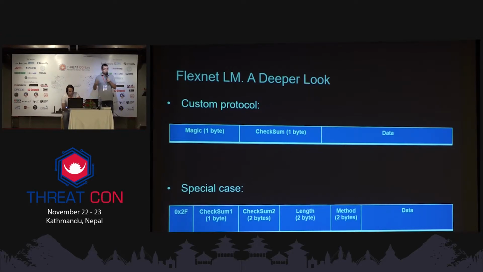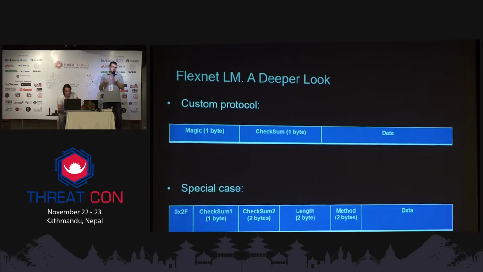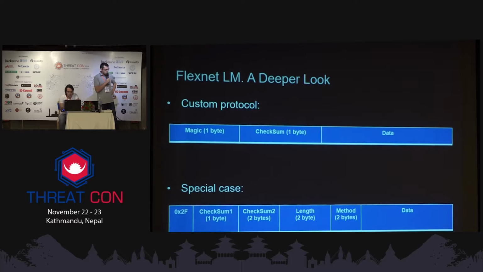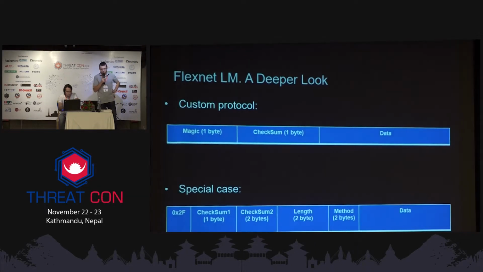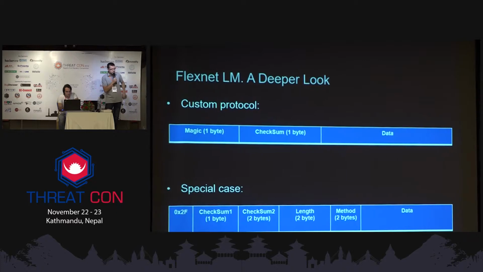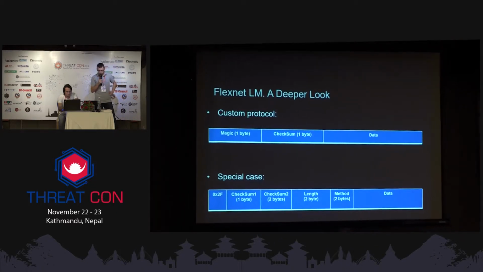How we discovered it: it's quite easy to reverse because there is no code protection, and it's easier to use a reverse tool like IDA Pro to see how it works inside. About the custom protocol, there is the first byte, like a magic byte. There are two cases: the special case if the magic byte is 2F in hex, and the first case, which is very simple.